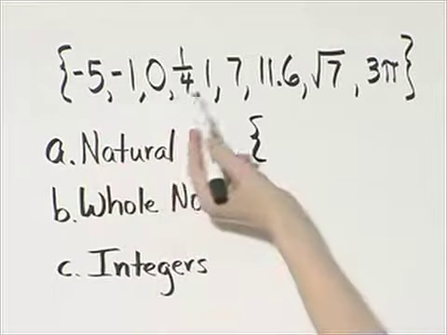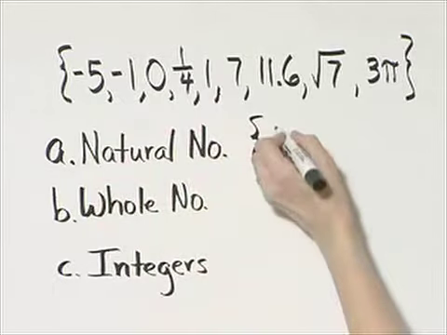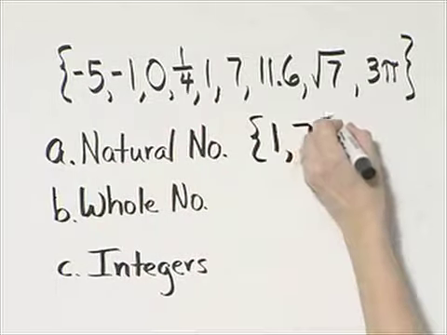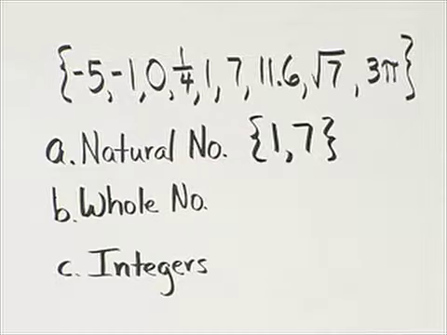0 is not a natural number. 1 is, and 7 is, and those are the only two natural numbers I see.